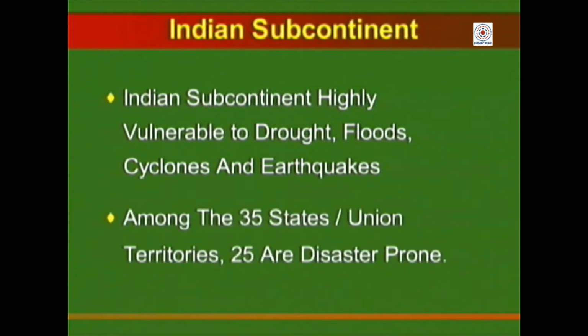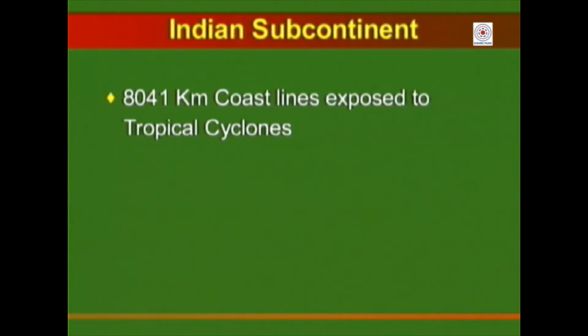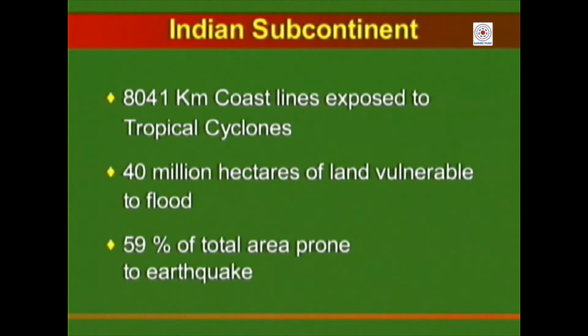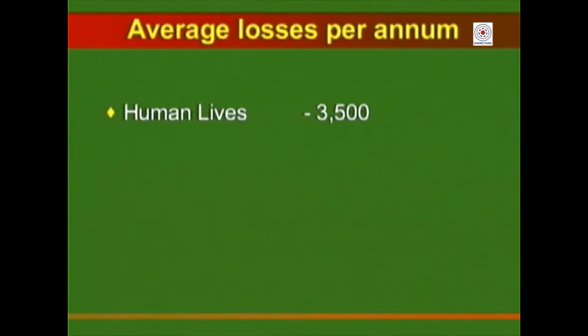Out of 35 states and union territories, 25 are prone to multiple types of disasters. More than 8,000 kilometers of our coastline is exposed to tropical cyclones. 40 million hectares of land is vulnerable to floods. 59% of the area is prone to earthquakes, where zone 3 and zone 4 or zone 5 can be accumulated; two-thirds of our area is prone to earthquake risk. On average, we lose more than 3,500 people every year; people are losing their lives due to natural disasters.